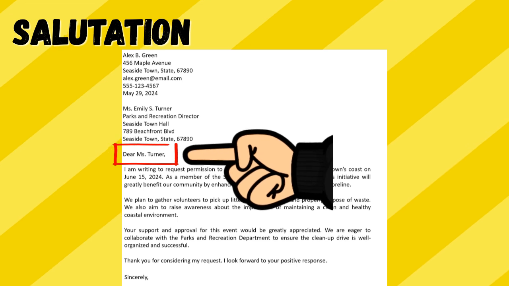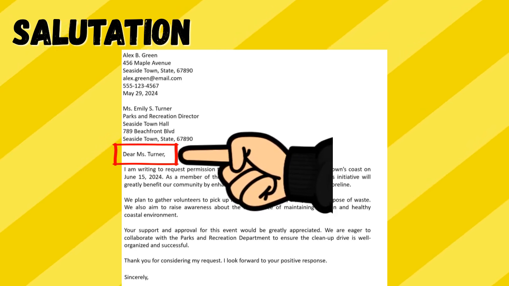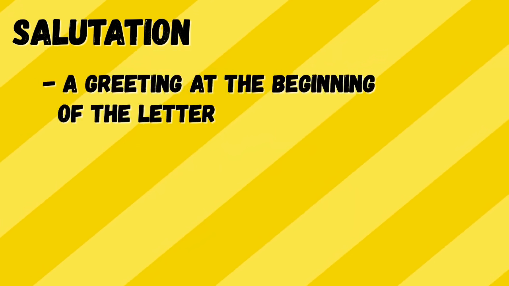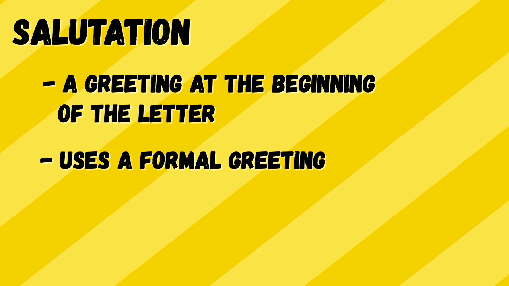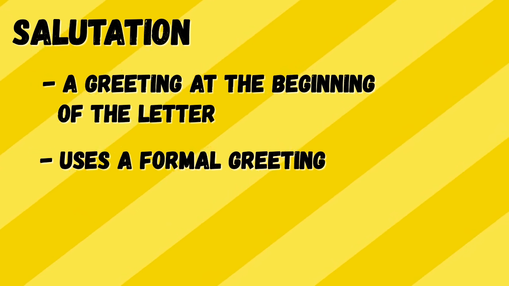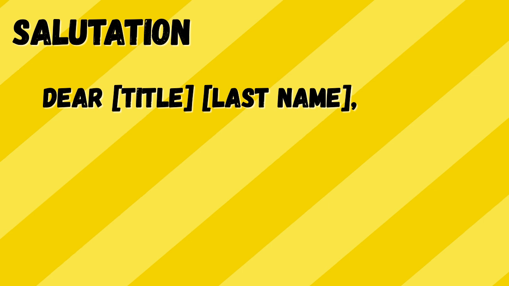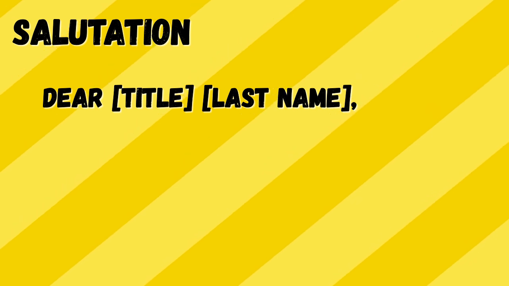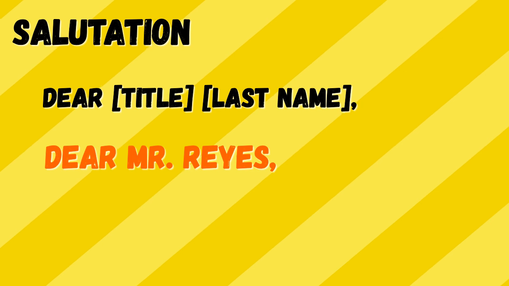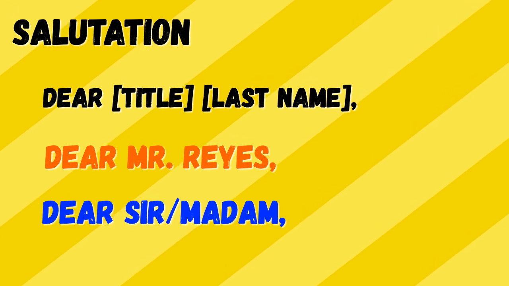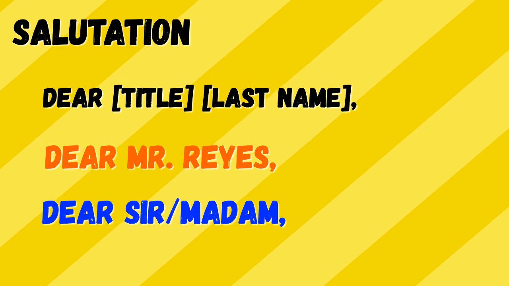Now, let's talk about the salutation. The salutation is a greeting at the beginning of the letter. It's polite to use a formal greeting when writing a request letter. The most common salutations are Dear, then the title of the person, followed by his or her last name. For example, Dear Mr. Reyes. If you don't know the person's name, you can use Dear Sir or Madam. Remember, after the salutation, put a comma.